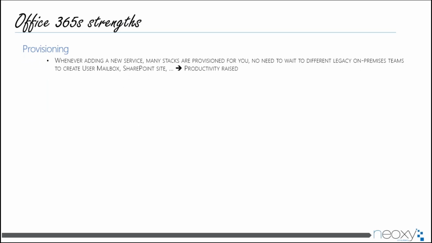Whenever we add a new service, many stacks are provisioned for you. You don't need to wait for legacy on-premises to create a user mailbox, as an example, or a SharePoint site. Your productivity is by default raised. Today, whenever an employee is hired and you have to create a new user, a new mailbox, or just give access to a SharePoint site, it can take up to weeks before that is done. In Office 365, you just create your user, assign the licenses, and behind the screen, everything for you is done. This is being productive.